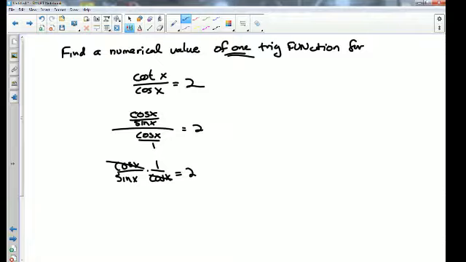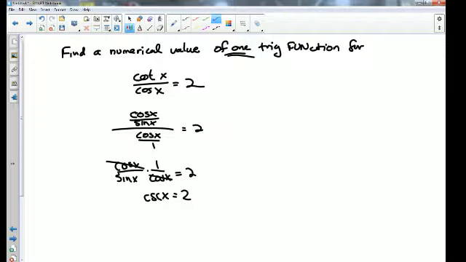Wait, 1 over sine is? Cosecant. Easy enough. Is that one trig function? Yeah, you just answered the question. Okay. What we want to do, so this is kind of leading us to our ultimate goal this unit, where we would actually find that value for x.